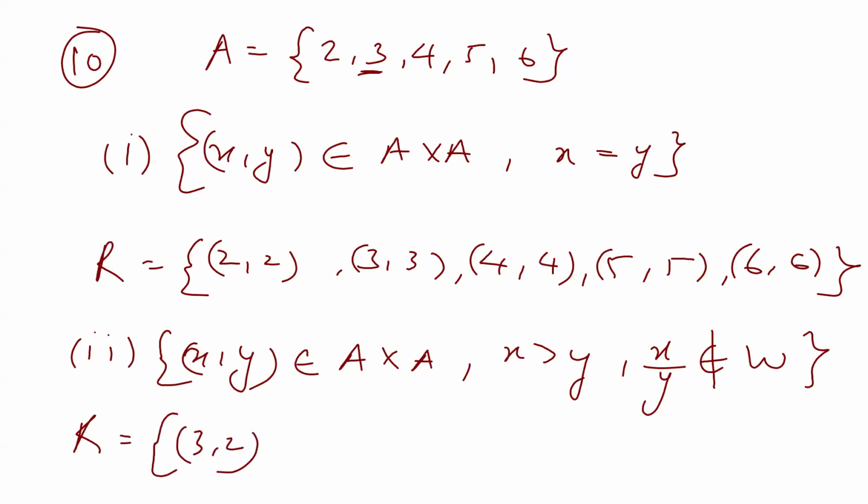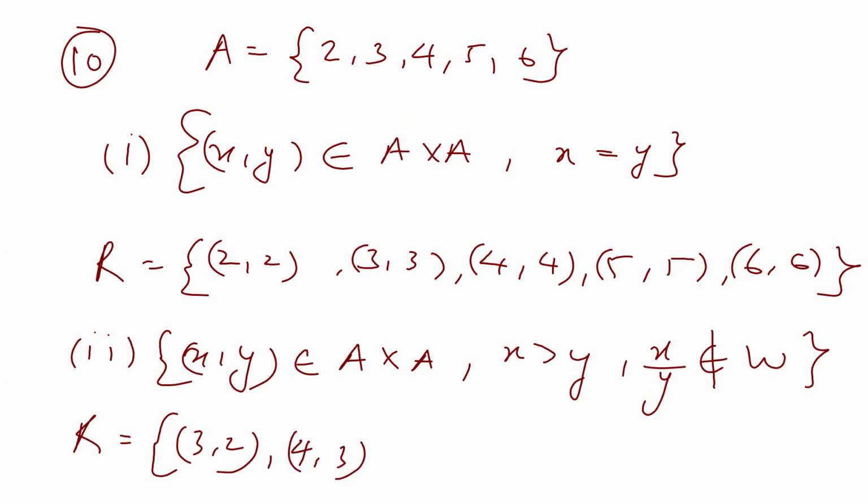But at the same time, 3 upon 2 should not be a whole number. 3 upon 2 is 1.5, not a whole number. Then let us understand for 4. 4 is greater than 2, yes, but 4 upon 2 is 2, which is a whole number, so it violates the condition. 4 is greater than 3, yes, and 4 upon 3 is not a whole number.